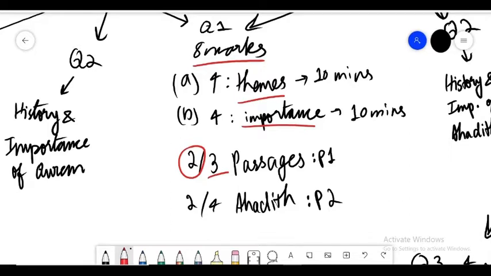Whereas in paper 2, you're given 4 ahadith, and you have to attempt 2. You choose 2 out of the 4, and again in part A, highlight the themes, and in part B, highlight the importance. If you talk about time management, you should ideally spend 10 minutes on part A and 10 minutes on part B, so 20 minutes for an 8-mark question, which is question number 1.